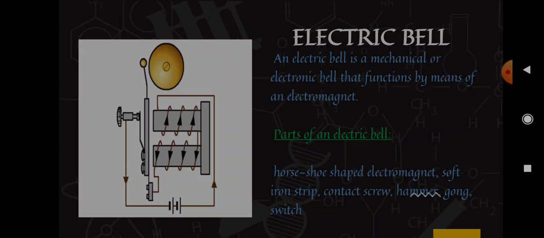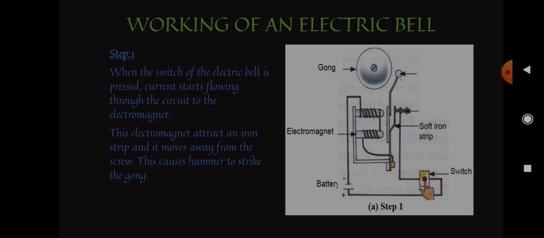Okay, now what happens exactly? See over here, this is the diagram, and in that the electromagnet is attached with a wire, then battery, then switch. This switch's second terminal is attached with a screw. This screw is in contact with a soft iron piece. This soft iron piece is further attached with a hammer. Okay, and over here the gong is there for striking and creating the sound.